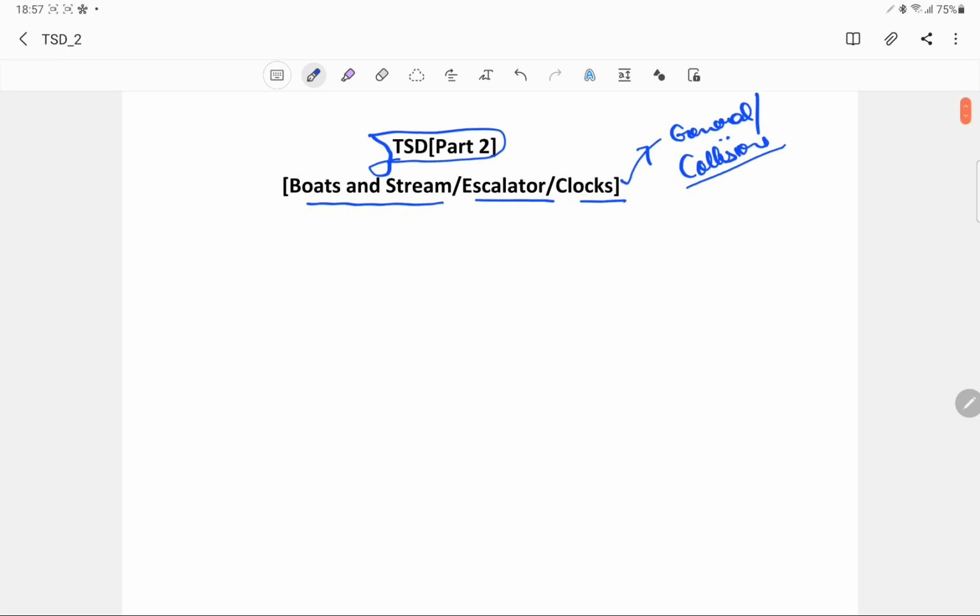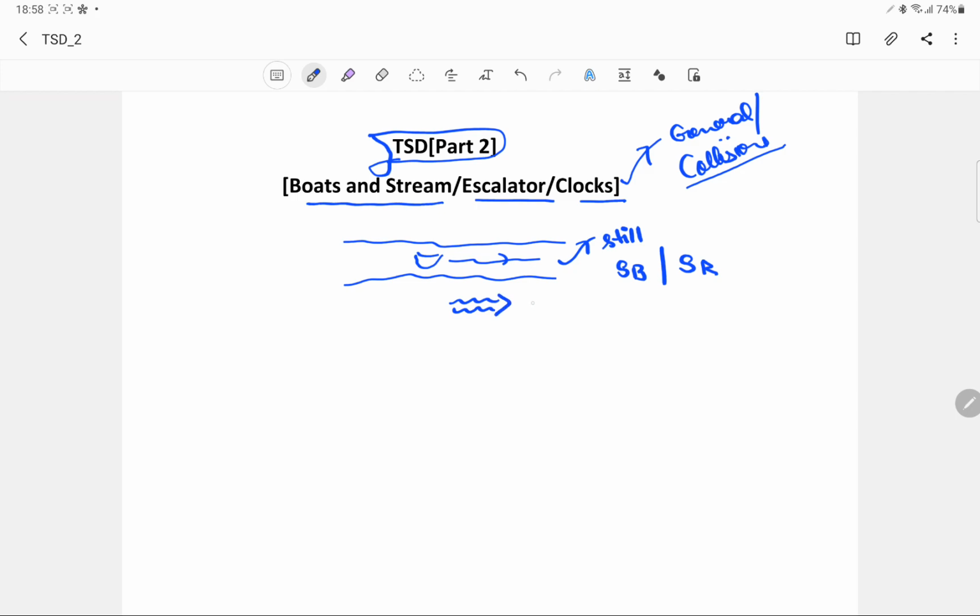This is a relatively simple concept. It is obvious that, for instance, if a stream is flowing in some direction, and a boat is in still water, that is, there is no movement of the waves, suppose the speed of the boat is SB, whereas when the river is in full flow, the speed of the river is SR. Whenever the boat is going in the direction of the river, we'll call it downwards, the relative speed, that is S downward, would be speed of the boat plus speed of the river.